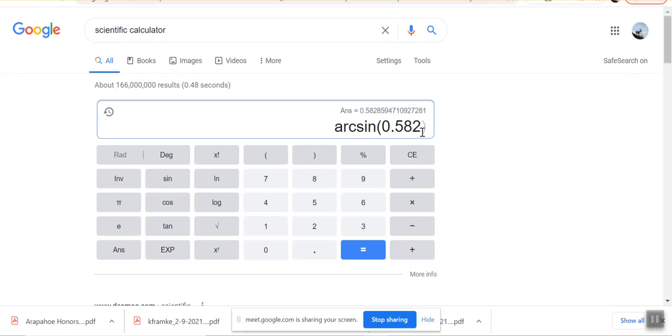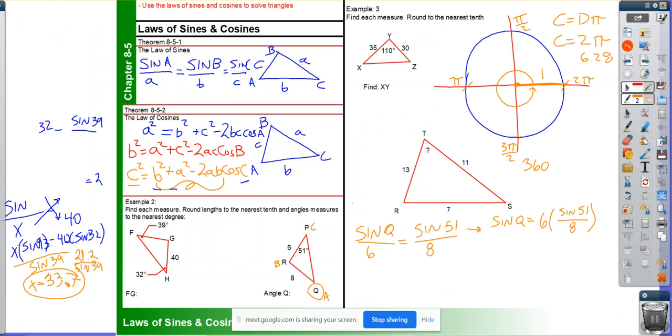Yeah, that's what I got, 35.65. Okay, excellent. So that means we know the angle measurement. Can we round to the nearest degree? Sure. So that's 35.6, so that's 36, right? Degrees. Yup. Okay, now example 3.